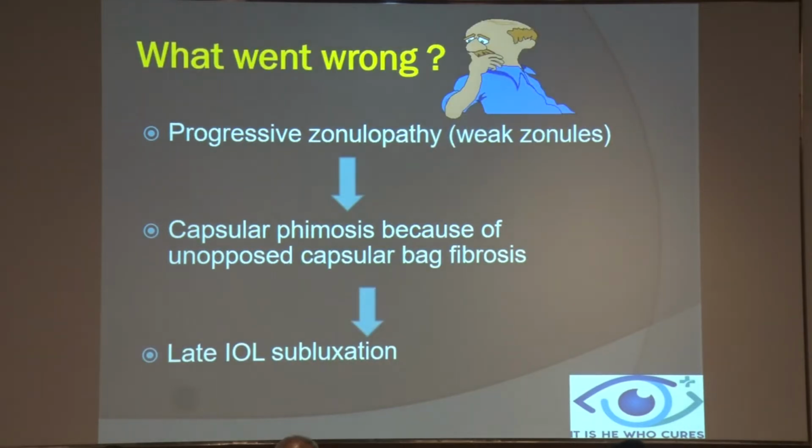So what went wrong here? Now, as we all know, these retinitis pigmentosa patients have a progressive zonulopathy. They have weak zonules. So capsular phimosis occurs in these cases because of unopposed capsular bag fibrosis, which leads later on to an IOL subluxation or a dislocation, which can be anterior or posterior.